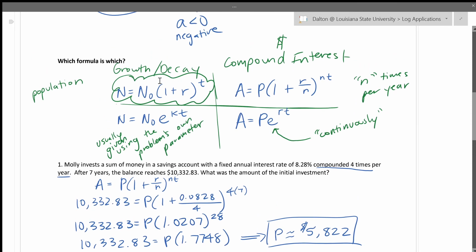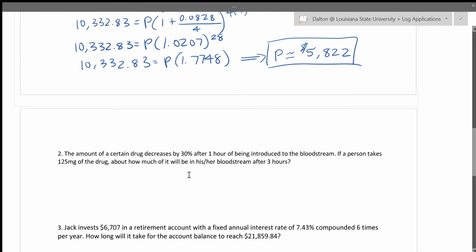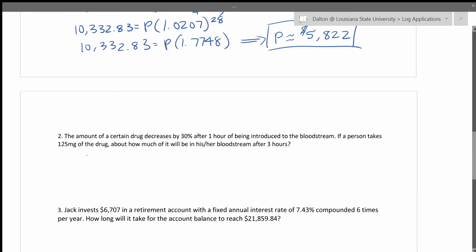Again, we're always going to choose this top one. You're not going to do your growth in terms of E. Okay, so we're going to do the first growth and decay formula. N equals N sub 0 times 1 plus R all to the T power. Okay, so it says how much of it will be in his or her bloodstream after 3 hours. So I'm looking for the final amount.